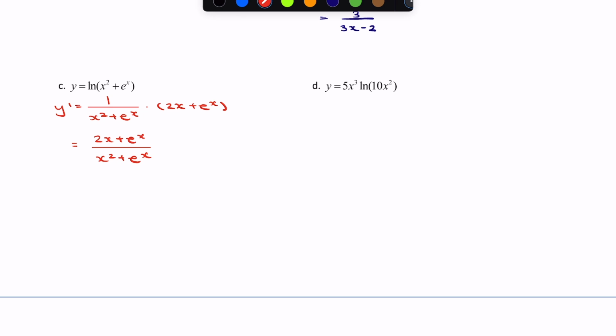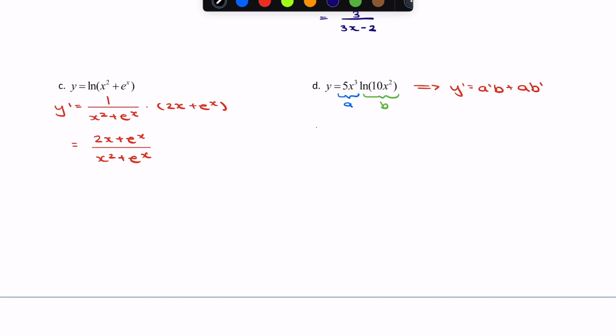So next we have y is equal to 5x cubed ln of 10x squared. So here we're going to have to use the product rule. If we label 5x cubed as a, and we label the natural log of 10x squared as b, we know here that using the product rule, remember y prime is equal to a prime b plus a b prime.